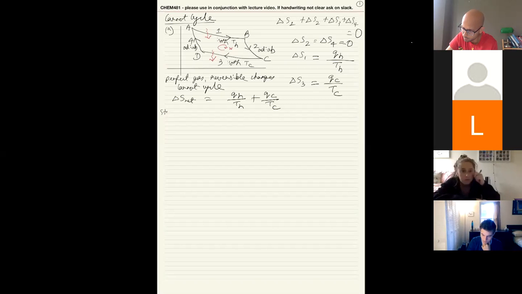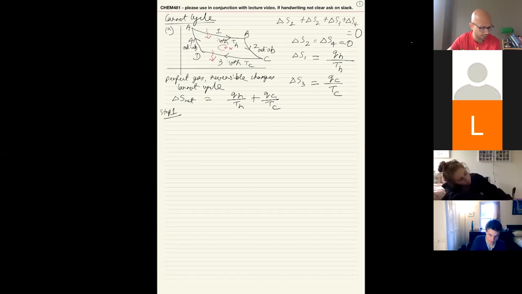So step 1, let's look at it carefully. QH is the heat taken in by the system during step 1. How to calculate it? This is what I meant by the final exam has to be cumulative, because we always start with the first law of thermodynamics. So we say dU is equal to delta Q plus delta W. We don't know anything else. But we do know two things now.